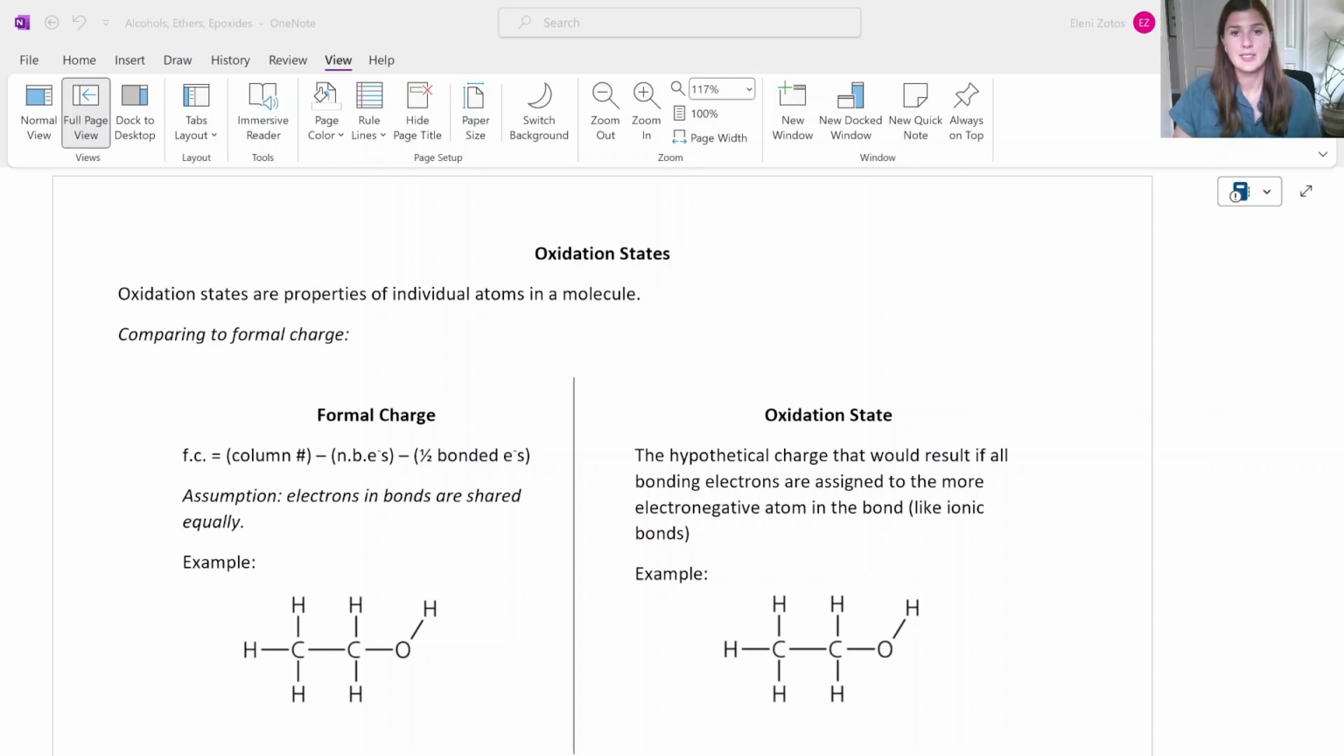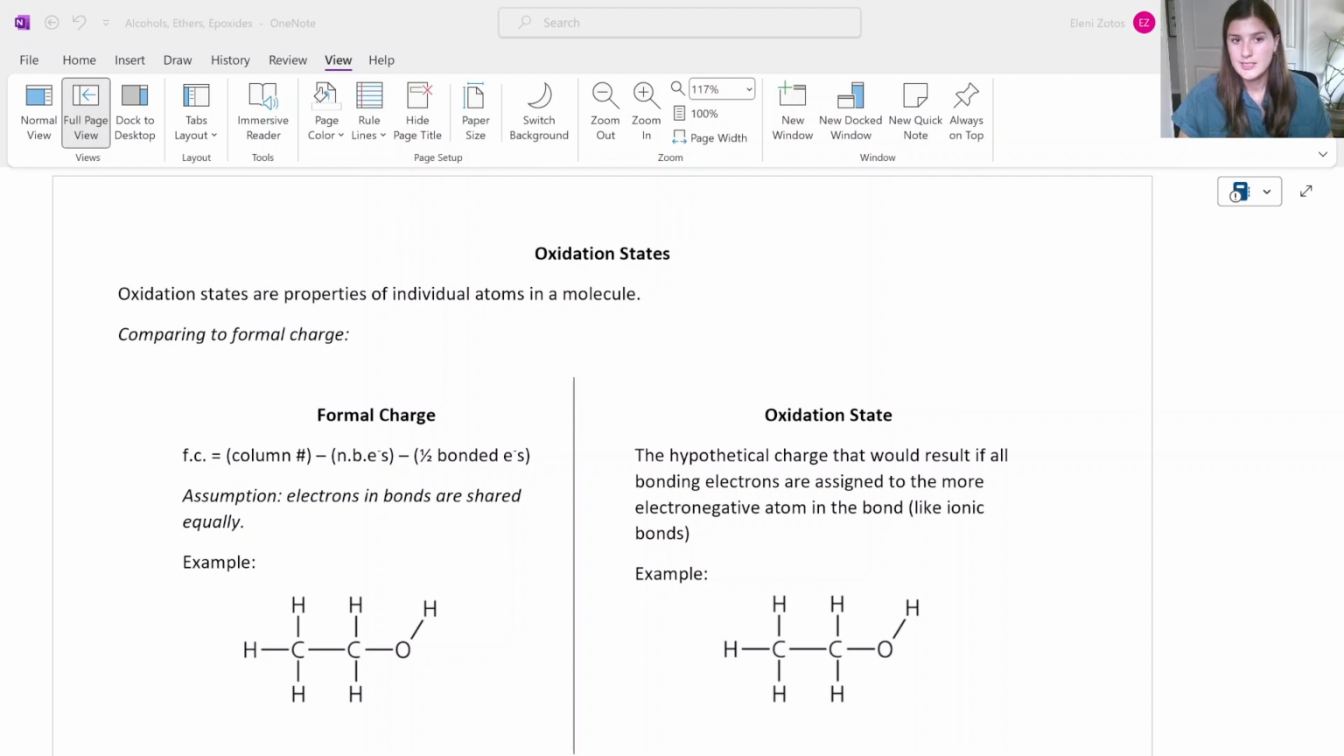Let's review oxidation states. And if you took my Organic Chemistry 1 class previously, you might recognize this page. We did take similar notes in Organic Chemistry 1, so you can pull those out if you have it. And if not, I'm going through this sheet anyway, and we'll do some different examples that are more relevant for Organic Chemistry 2.